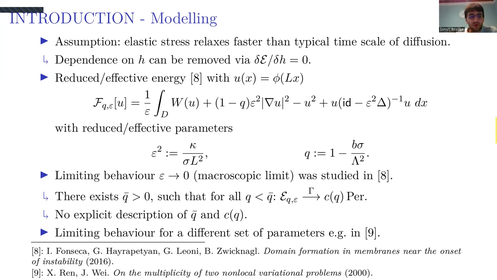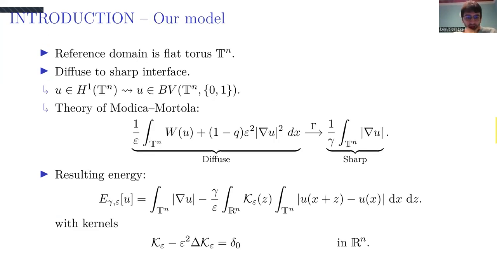Okay, so this was the model which was analyzed so far, and where we thought, okay, maybe we can contribute here. And let me now say what model we are using. So we are not using a diffuse interface model anymore. We are going to the sharp interface model here. And what I mean by this is, first of all, we fix the reference domain to be the torus, the flat torus, which is a periodic cube. And I think everyone is familiar with the flat torus here.